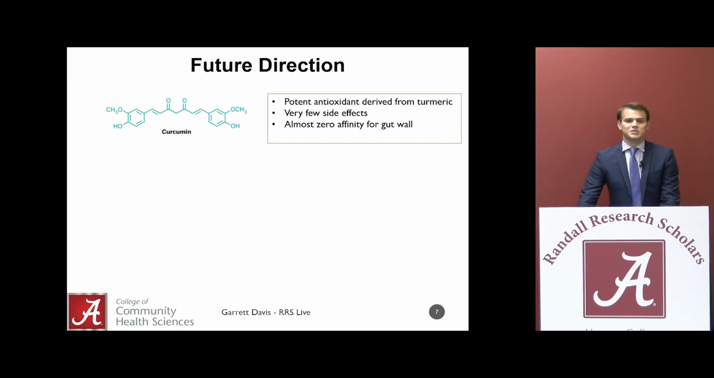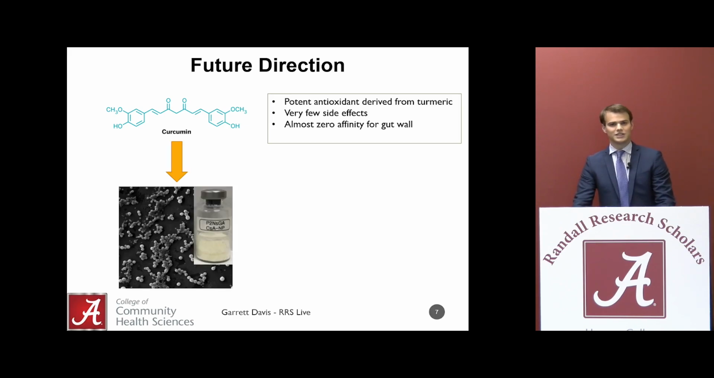This is the compound I specifically work with. This is curcumin. It's a potent antioxidant, anti-inflammatory, and it can be used to treat arthritis. It has very little side effects, but unfortunately, it has almost no affinity for the gut wall. So no matter how much you take, you won't see a very high level in the tissue. I've been working on nanoparticle formulations that increase the affinity of this drug with the gut wall, and recently I finished nanoparticle formulations, which is what you see in this glass vial.